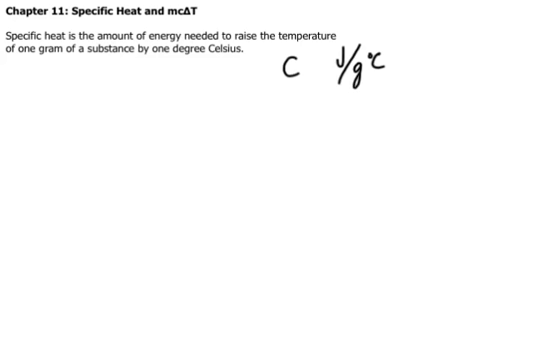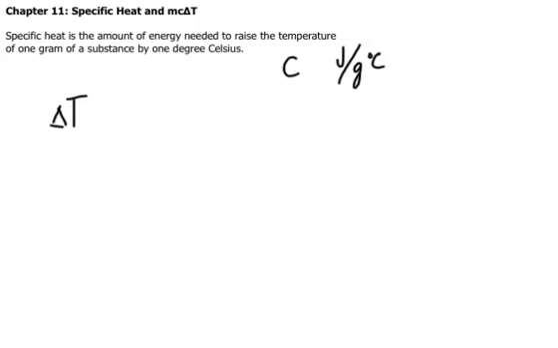So now let's imagine that you have a sample of a substance and you want to raise the temperature. You want to heat it up by a certain amount. And we are going to say that the temperature increase is going to be represented by delta T, the change in temperature. And we're going to build an equation for the change in temperature.